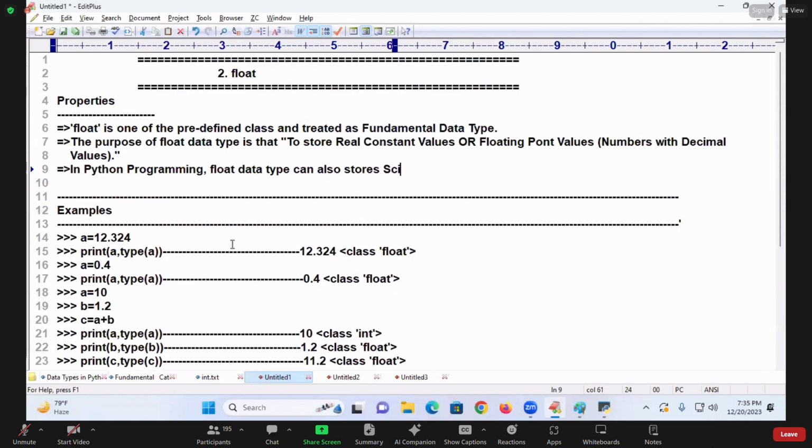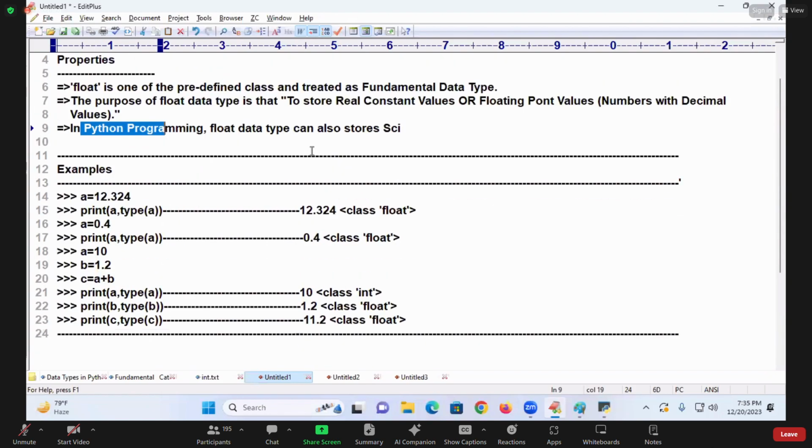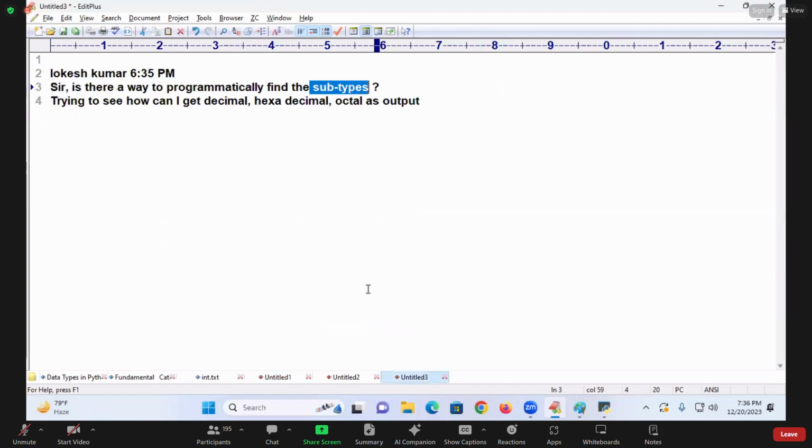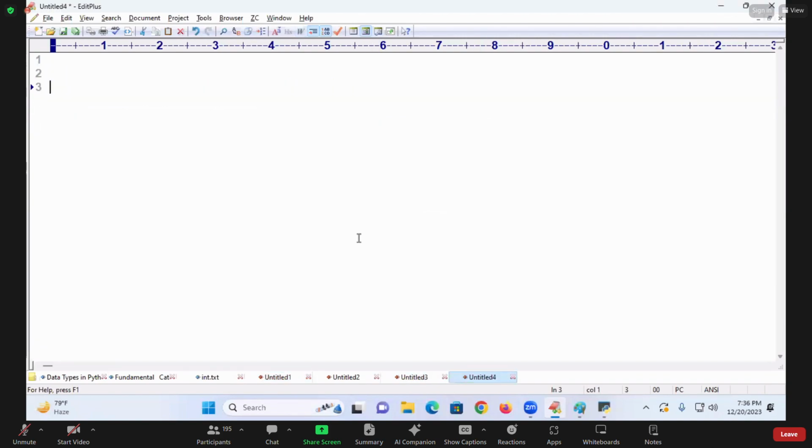Now I will move further. In Python programming, the float data type can also store scientific notation data. Have you heard about scientific notation in your school days? If you say yes, I will move on. Otherwise, I will explain. You studied schooling, completed schooling? Okay.